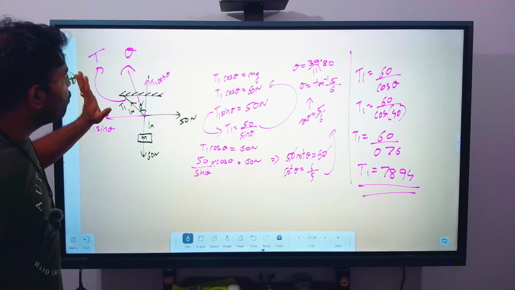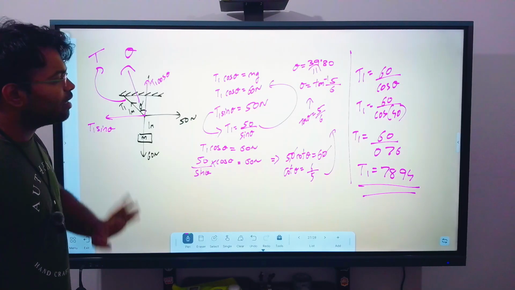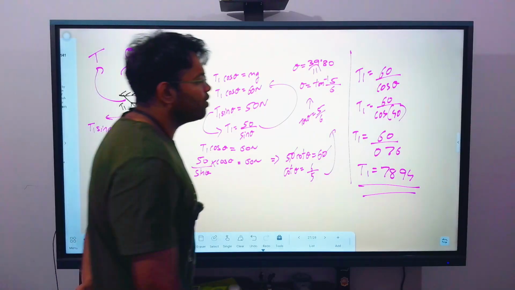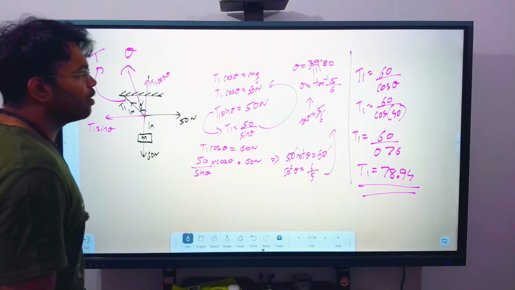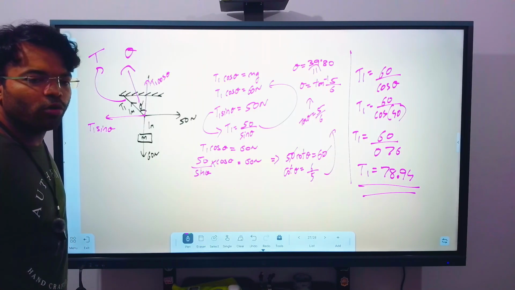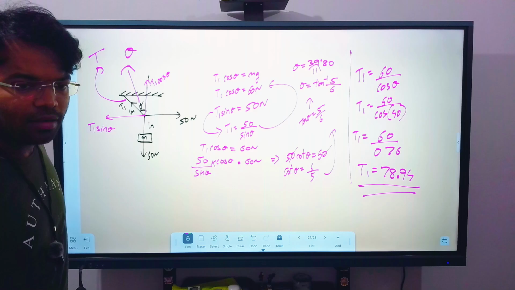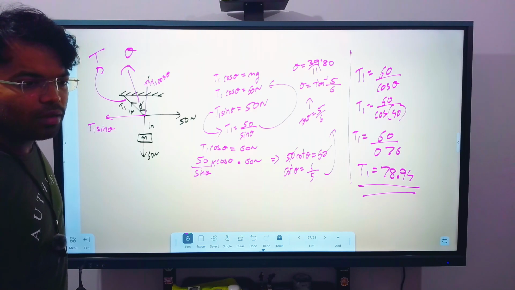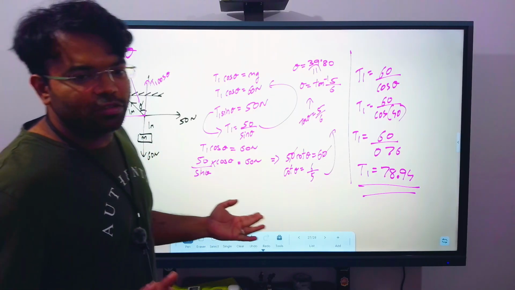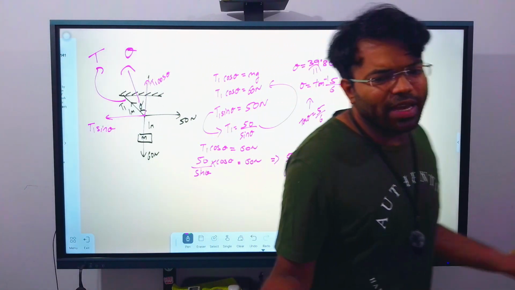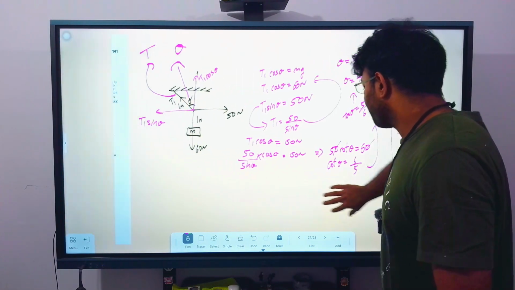Okay, so this 1 meter, yeah, what? I don't, no, tension is not there. Oh, anyways, but you understood how to find the tension also. Yeah, it's fine.